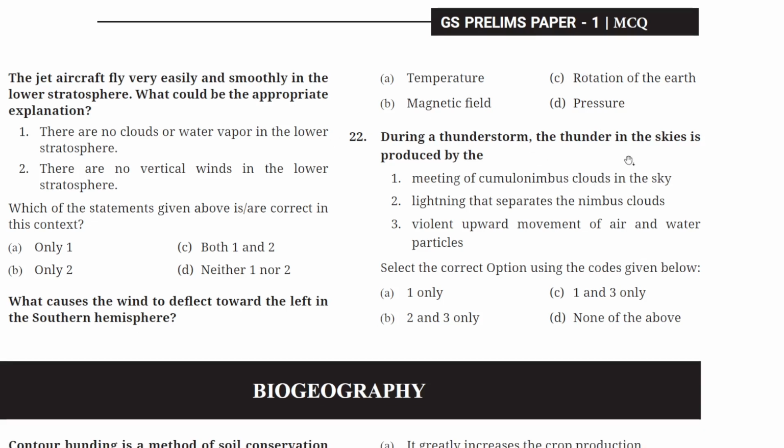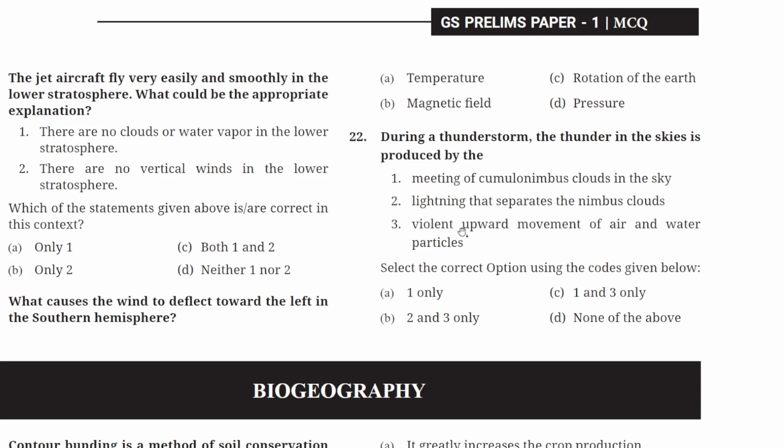Question number 22. During a thunderstorm, the thunder in the skies is produced by the... So, what causes the formation of thunder is the question here. Meeting of the cumulonimbus clouds in the sky? No, that is never the reason. Lightning that separates the clouds? No, that is also not the reason; cloud separation is not the reason. Violent upward movement of air? No, that is also not the reason.